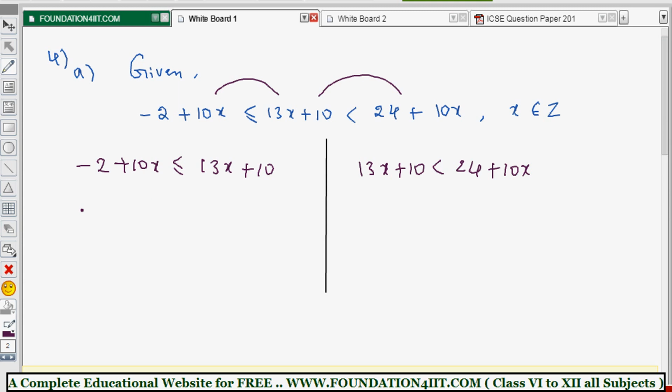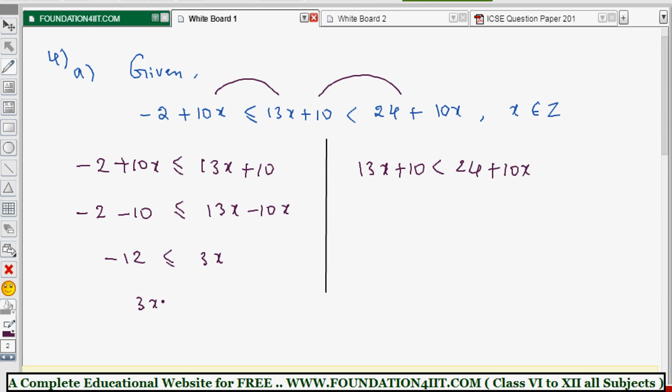So minus 2 minus 10 less than or equal to... take the number 10 to the left side. Then this is 13x minus 10x. Minus 2 minus 10 is minus 12. Minus 12 less than or equal to 3x. Right. Then from this, 3x is greater than or equal to minus 12.